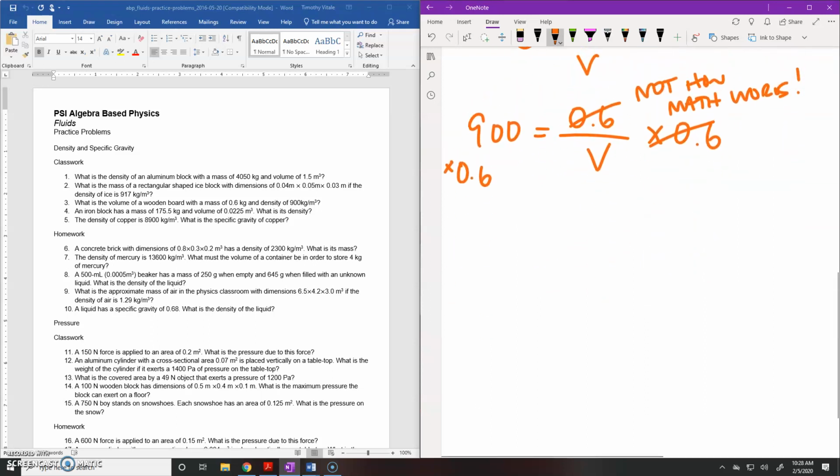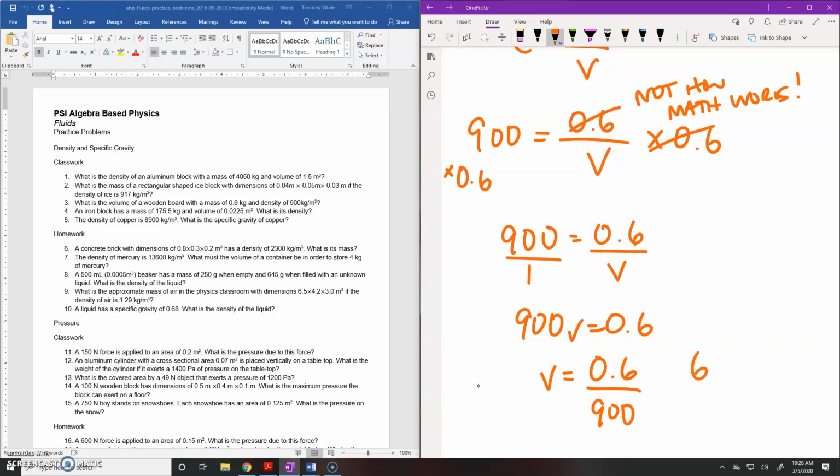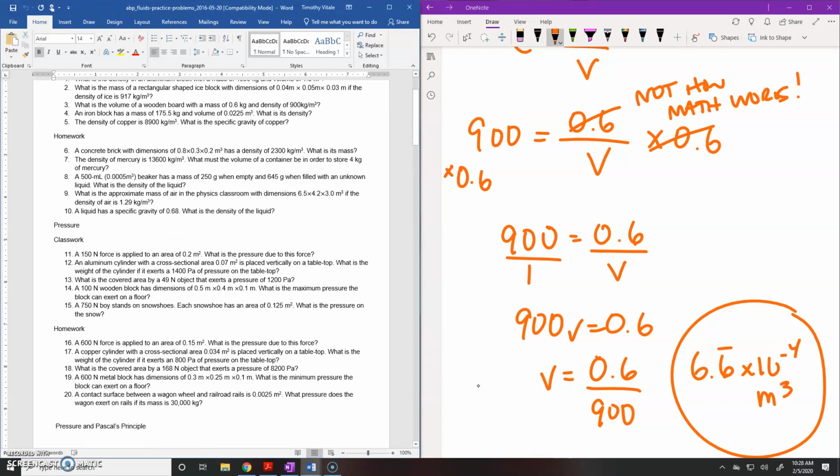So instead, what you have to do is, it's 900 equals 0.6 over v. I think what's been helping a lot of students is just to put that over 1. And then I think that just solves all of your problems somehow. And then you cross multiply, so it's 900v equals 0.6. And then for v, you would divide both sides by 900. So it's 0.6 divided by 900, which the answer then becomes 6.6 repeating times 10 to the negative 4, and that is meters cubed. All right, so that's density. Yep, and that's where I'm going to stop.